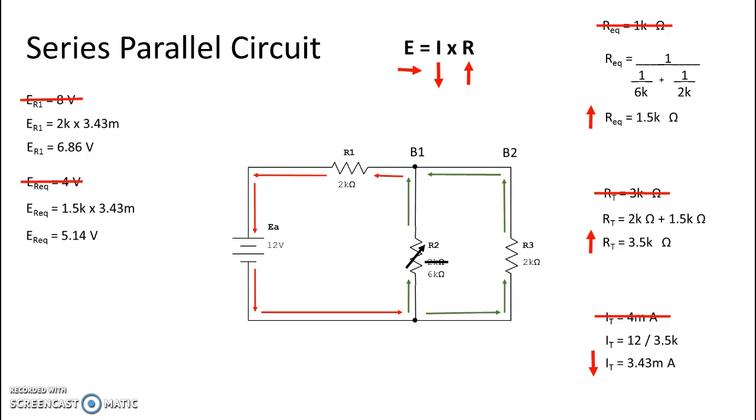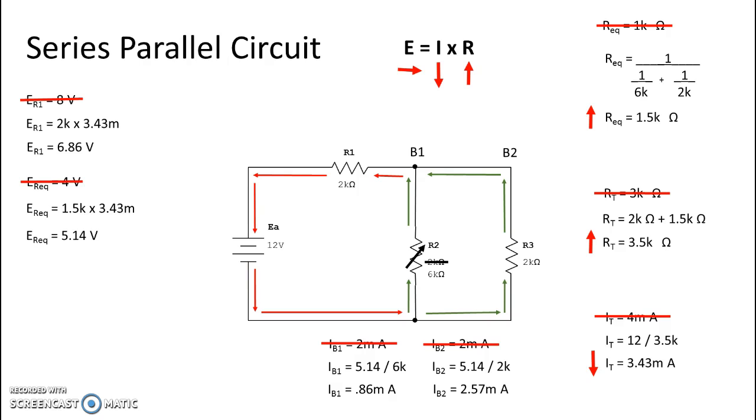Finally, we're going to look at current. In branch 1, we did have 2 milliamps, and now we have our new larger voltage divided by our new larger ohmic value, and we see a much smaller current of 0.86 milliamps. In branch 2, however, we have the same ohmic value, but a much larger voltage, and so we do see a different current of 2.57 milliamps.